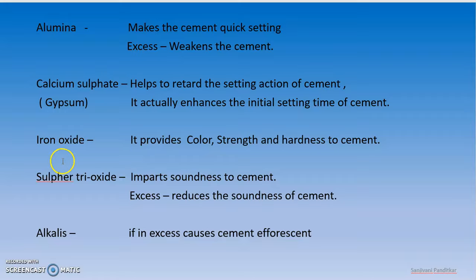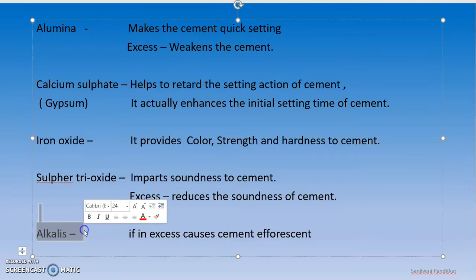Next ingredient is iron oxide, which provides color, strength and hardness to the cement. Sulfur trioxide is responsible for the soundness property of the cement. If sulfur trioxide is present in excess, it reduces the soundness of cement. Last ingredient is alkali. Alkali, if present in excess, causes efflorescence in cement. That means there will be migration of salts through the porous material, and that leads to formation of coating.